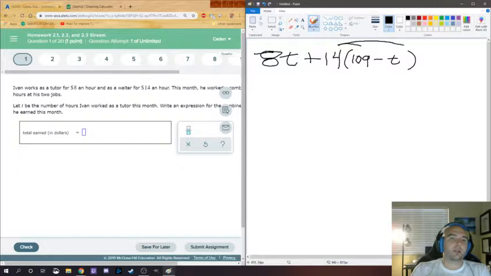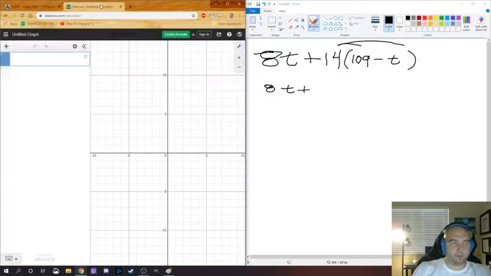Now, to get the correct answer, you do need to distribute and combine like terms. So we have 8T plus, well, now we got an issue. We got to do 14 times 109.